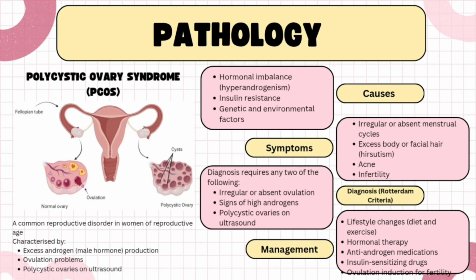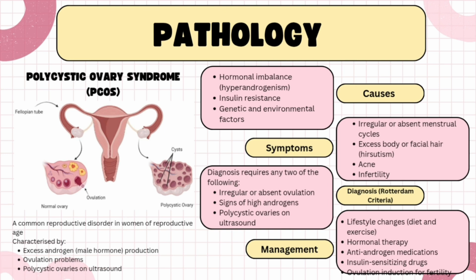Moving on to the pathology, we have polycystic ovary syndrome, PCOS, which is a common reproductive disorder that affects women of reproductive age. It is characterized by excess androgens, which are male hormones, ovulation problems, and polycystic ovaries that appear on the ultrasound. This is caused by hormonal imbalance or hyperandrogenism, insulin resistance, and genetic and environmental factors.